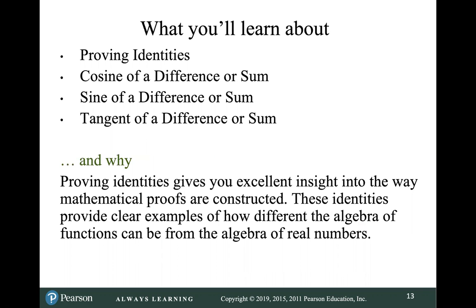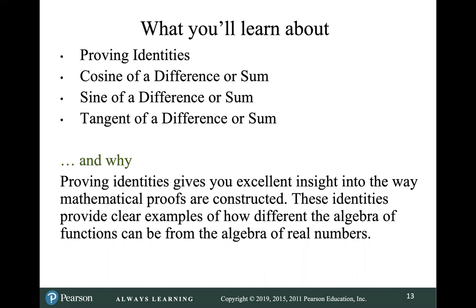Why is this important? Proving identities gives you an excellent insight into the way mathematical proofs are constructed. We're getting away from two-column proofs and closer to either algebraic proofs, and then eventually the goal is paragraph proofs, although that's more of a college level or AP level proof. So right now we're focusing more so on just being able to explain yourself, being able to look at things step by step, and getting away from the structured nature of a two-column proof of necessarily knowing how many steps something is going to be.